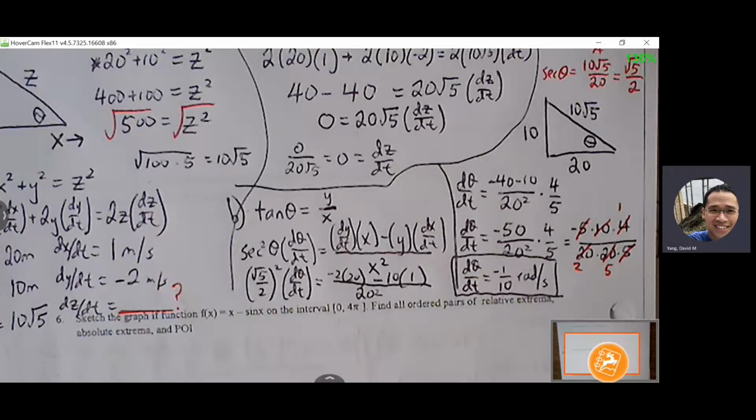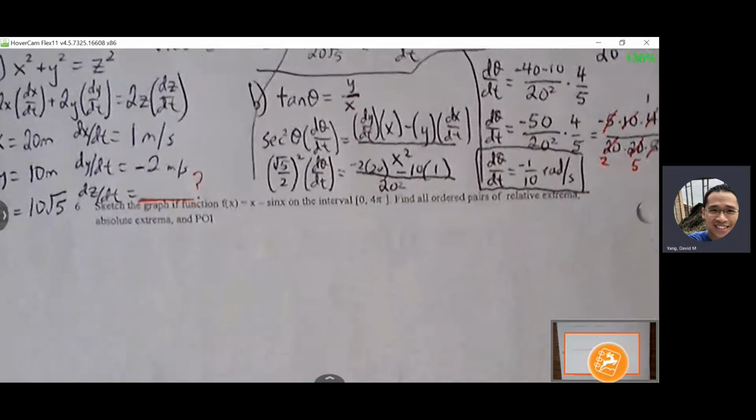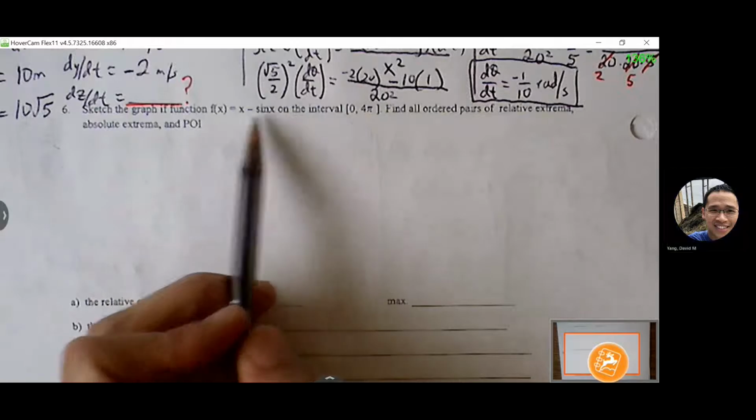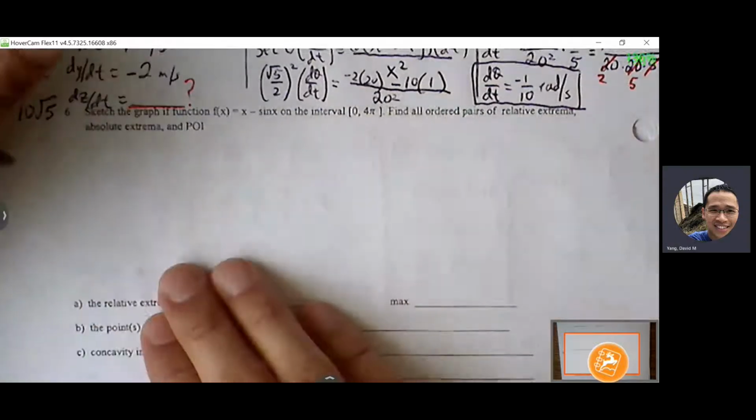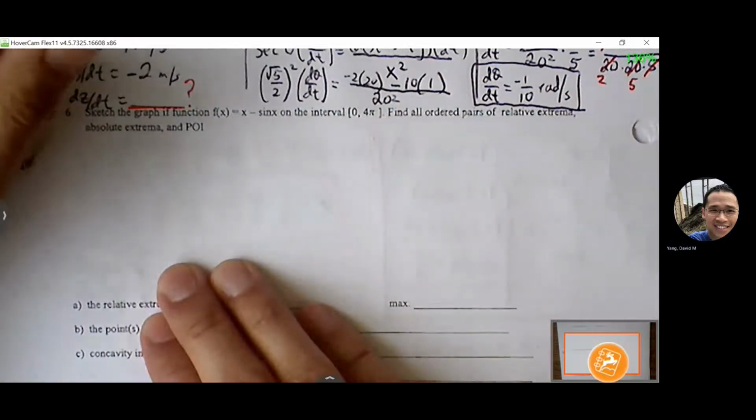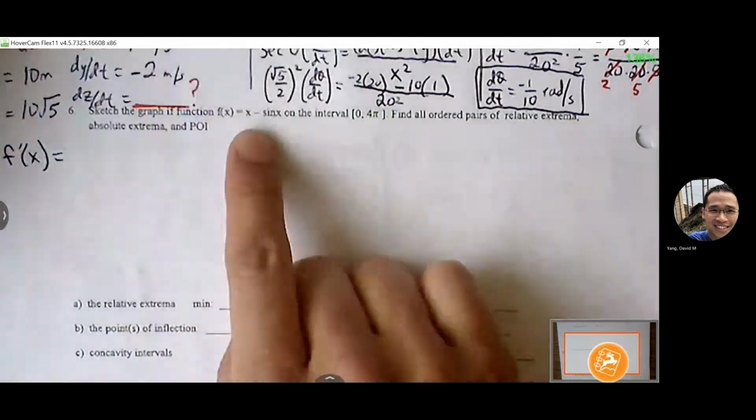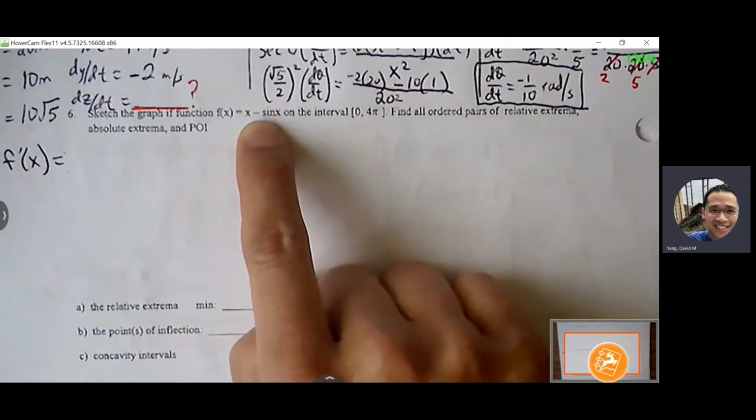Okay, does anybody still need to look at number 5? Okay, number 6. Let's find f prime first. x minus sine x becomes what?